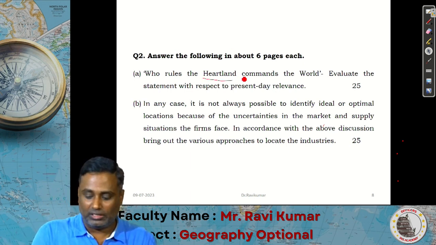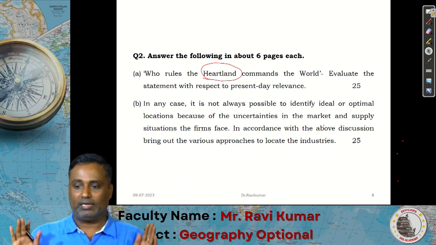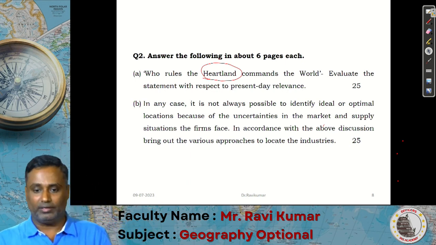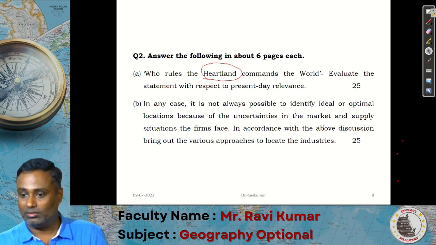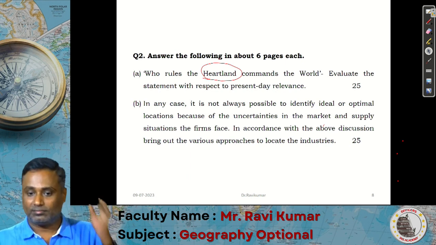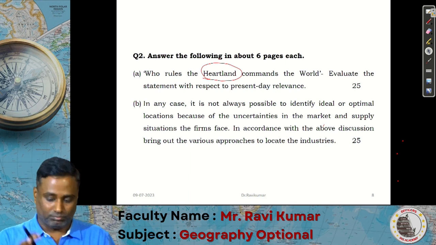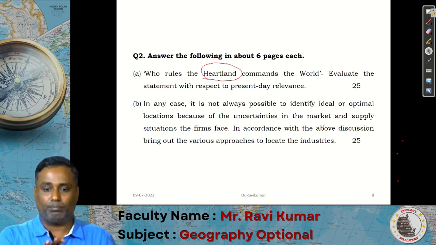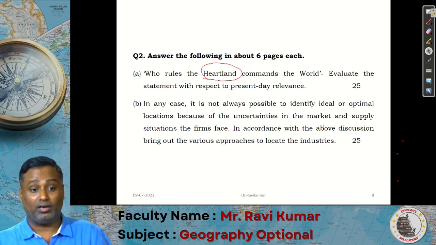Heartland only. So still we are not entering into the theory here. I didn't talk about who rules the heartland, commands the world. I have given only a single line, and I ask you to evaluate it. I didn't ask who is the author of the heartland. Mackinder, I didn't ask about the Mackinder name. I didn't give it as heartland theory. I asked you to evaluate the value of the heartland at present day. Clear? So make sure you are writing only heartland, not heartland theory.